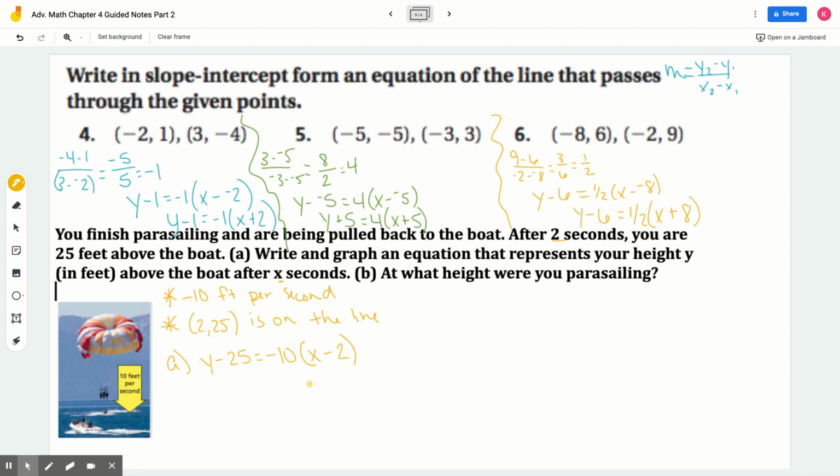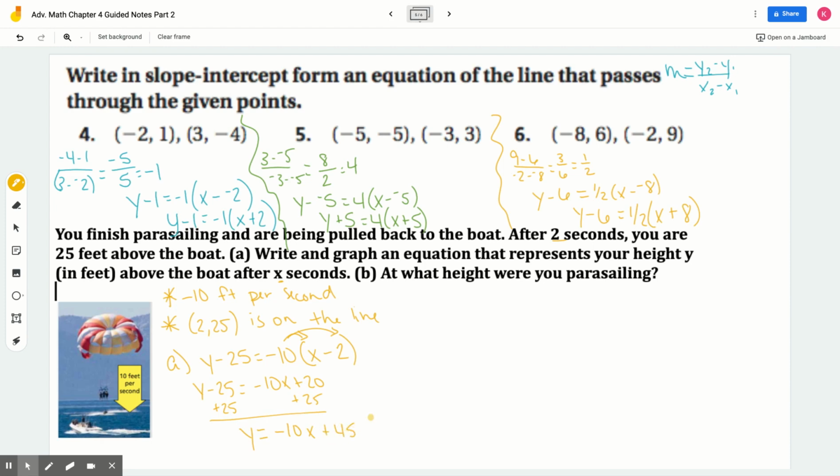Now, we can go ahead and solve this for y. So we want to change this into slope-intercept form. We can start by distributing the negative 10 through the parenthesis. So y minus 25 equals negative 10 times x is negative 10x. Negative 10 times negative 2 is positive 20. To get y by itself, we must add 25 to both sides. And we're going to find that y equals negative 10x plus 45.